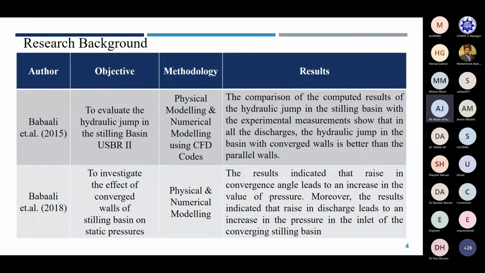First of all, the research background. As my topic is energy dissipation in the Stilling Basin with modified design, different authors have studied it. The first author, Babali et al., evaluated the hydraulic jump in the basin type 2 using physical and numerical modeling. The comparison of the computed results of the hydraulic jump in the basin with experimental measurements shows that in all the discharges, the hydraulic jump in the basin with converged walls is better than with parallel walls. And Babali in 2018 investigated the effect of converged walls of the Stilling Basin on static pressure using physical and numerical modeling. The results indicated that a rise in convergence angle leads to an increase in the value of pressure. Moreover, the results indicated that a rise in discharge leads to an increase in the pressure in the outlet and the inlet of the converging Stilling Basin. Next slide.